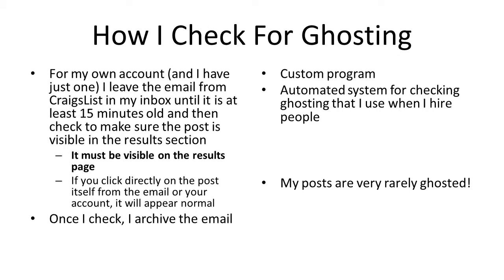All right, so I walked you through this earlier, but I made a separate slide, how I check for ghosting. For my own account, and I have just one account, by the way, I leave the email from Craigslist in my inbox, the one that you get when you post a new ad, until at least 15 minutes old. Then I check to make sure the post is visible in the results section. It must be visible on the results page, otherwise it's not there. If you click directly on the post itself from the email or your account, it will appear normal. Once I check it, then I archive the email. So I use Gmail and I archive emails as I process through them. So once I've checked it and made sure that it's actually live, I'll go ahead and archive it.